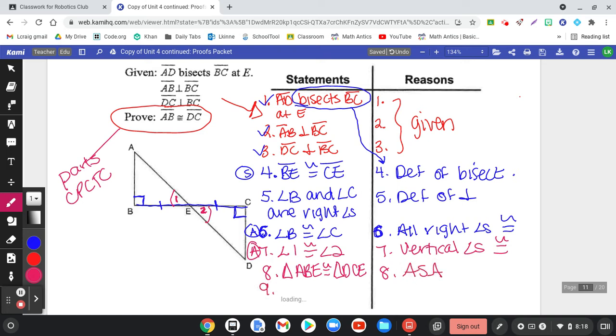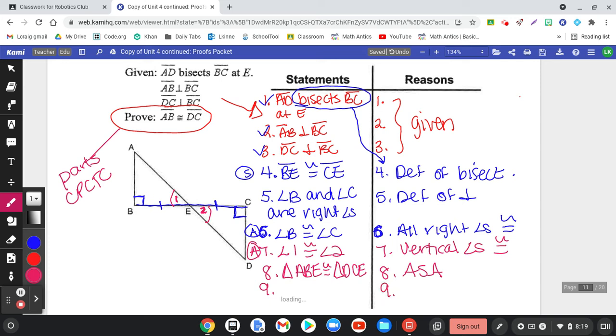So now you can say any of the parts are congruent. Angle A is congruent to angle D. AB is congruent to DC. AE is congruent to DE. Any of those parts are congruent now that you've proved that the triangles are congruent.